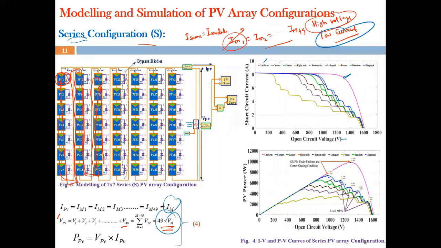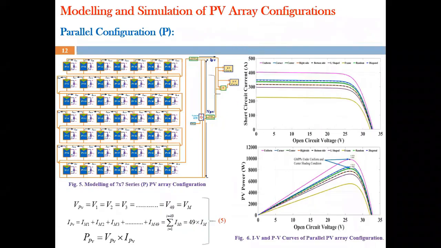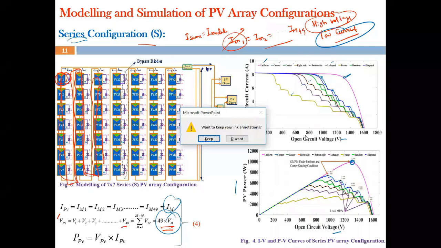Generally for research, people will consider 7 cross 7 or 6 cross 6. Now if I consider different shading conditions, we have ensured it this way. Here is output power versus voltage. You see, this is the global maximum point, GMPP, under uniform condition. These are local MPPs. This is one local MPP, this is a local maximum power point. So this is for series configuration. Now first let me show you the series configuration result.